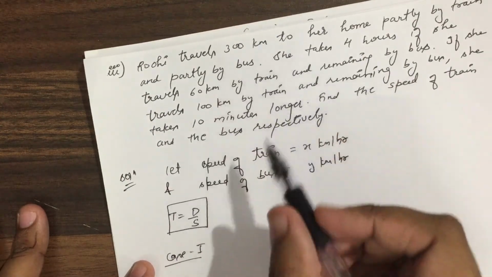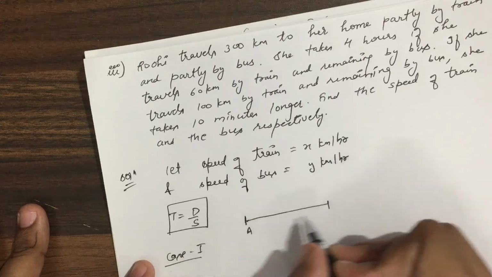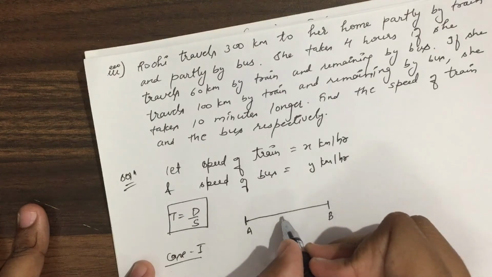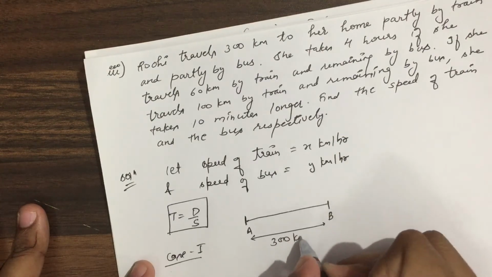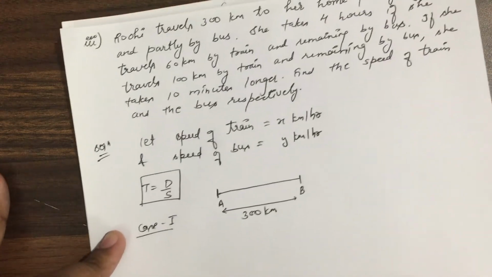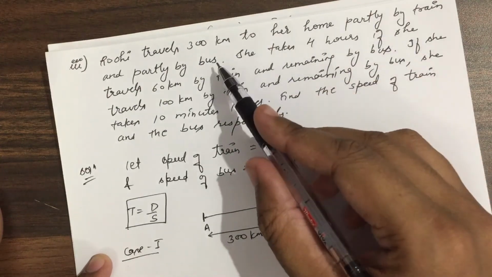She travels distance between A and B. Distance between 2 points is 300 kilometer. How much is the distance? 300 kilometer. ठीक है. Now what is asked?